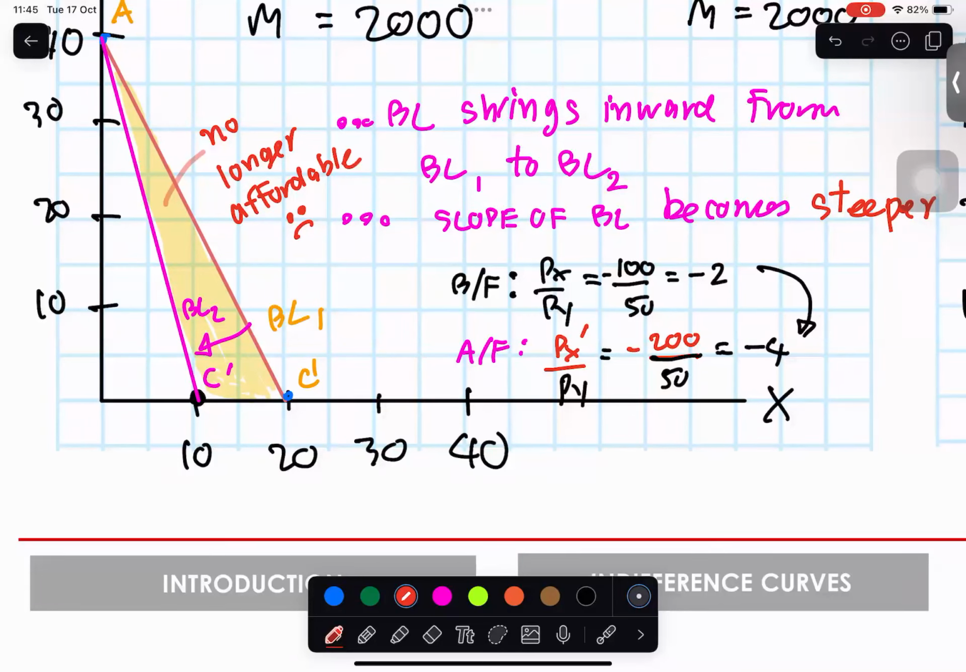Summary. X becomes more expensive. The budget line swings inward, making the slope steeper. The slope tells us the opportunity cost of pizza becomes more expensive. He must give up more Pepsi in exchange for pizza now, from -2 to -4. Third, some choices are no longer affordable. The budget set shrinks from OAC to OAC prime, a smaller triangle.